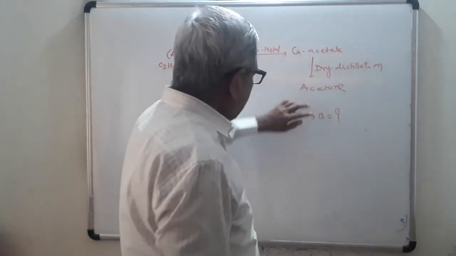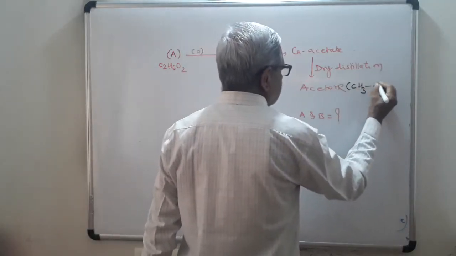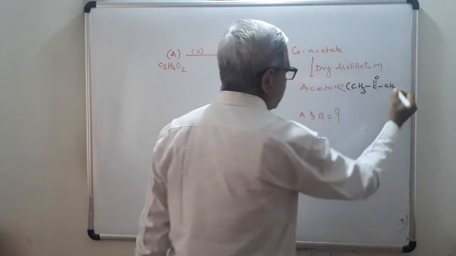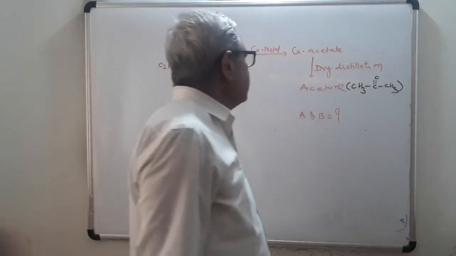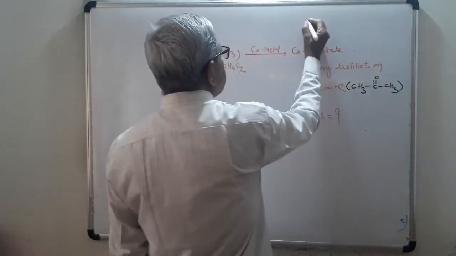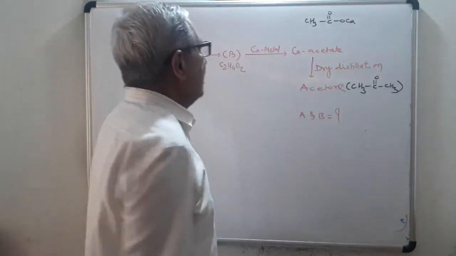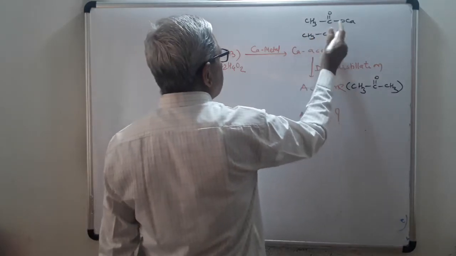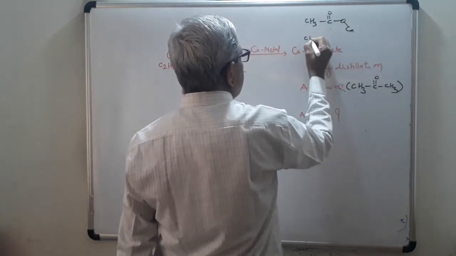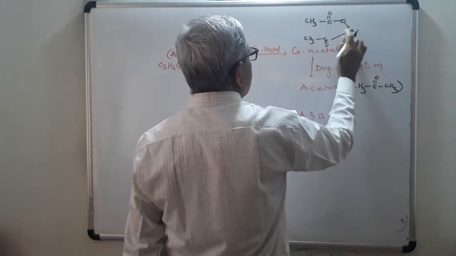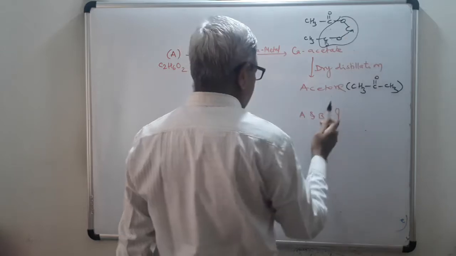So you know the formula for acetone, CH3C(=O)CH3. This is the formula for acetone, and you have to identify A and B. So you know the formula for calcium acetate, CH3C(=O)OCa. Again, when you take another molecule of calcium acetate, CH3COOCa, CH3C=O. This is the formula. When you remove your CaCO3, you will get this one.